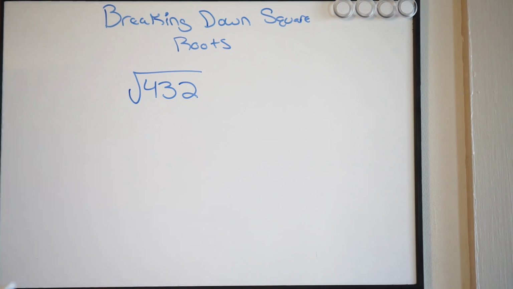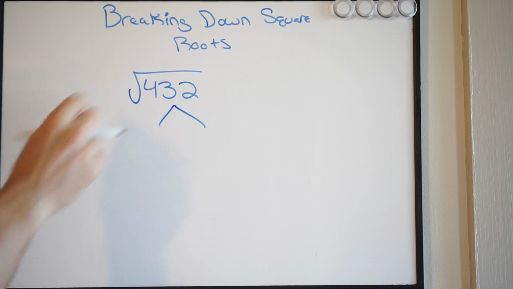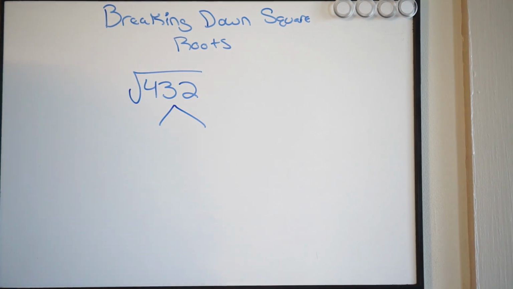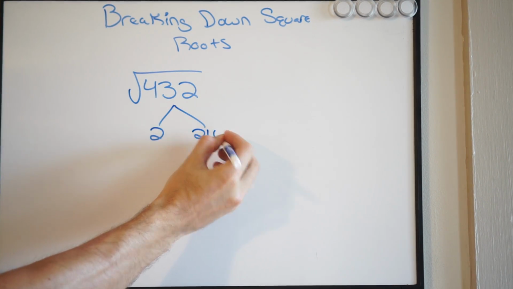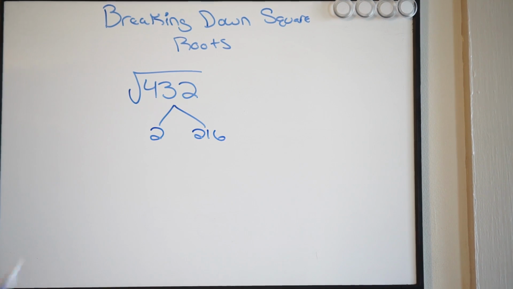So breaking this down, we're going to go ahead and do this. What two numbers when I multiply will be 432? Again, there's no right or wrong answer. Just give me two numbers that when multiplied will give me 432. Well, let's do 2 and 216. Here's a prime number, so I don't go any further. But here, I can keep going.